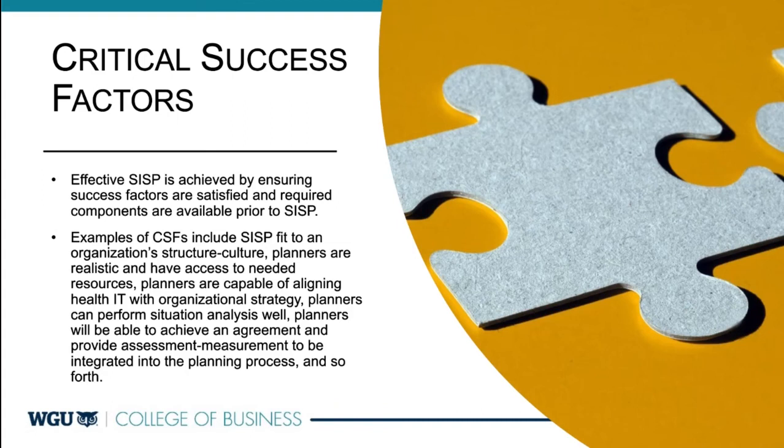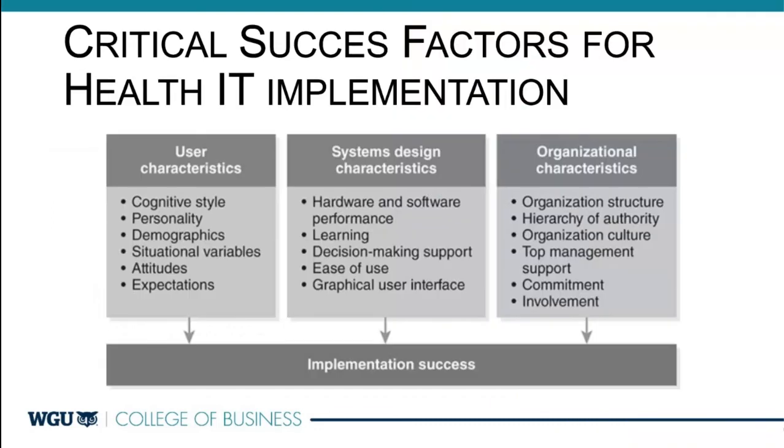The planners need to be realistic and have access to needed resources, for one, so that they can understand what success factors exist within your organization, and then what is the structure or the culture of your organization. Okay? The planners are capable of aligning health IT with organizational strategy, and they can perform situation analysis well. Remember, these are the steps of that systematic information strategic planning that we outlined, those 5 steps earlier. They will achieve an agreement and provide assessment measurement to be integrated into the planning process. And they repeat this until it's a refined, well working process.